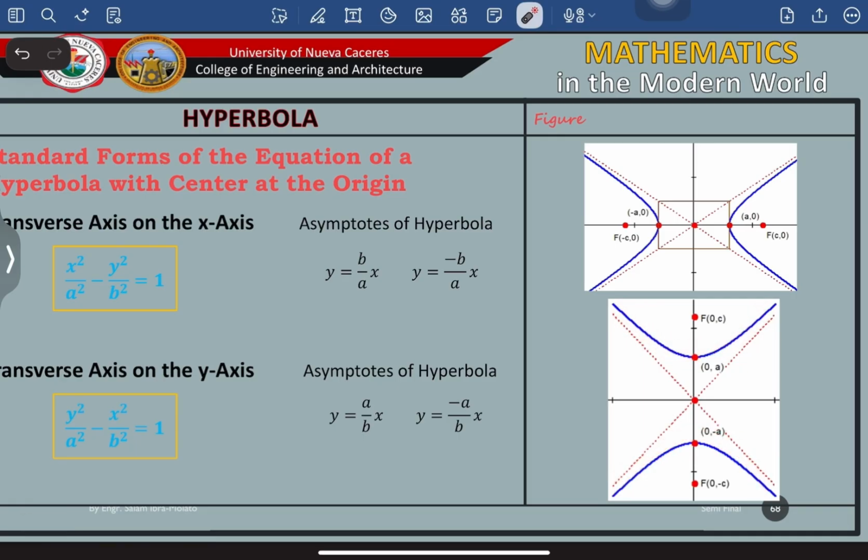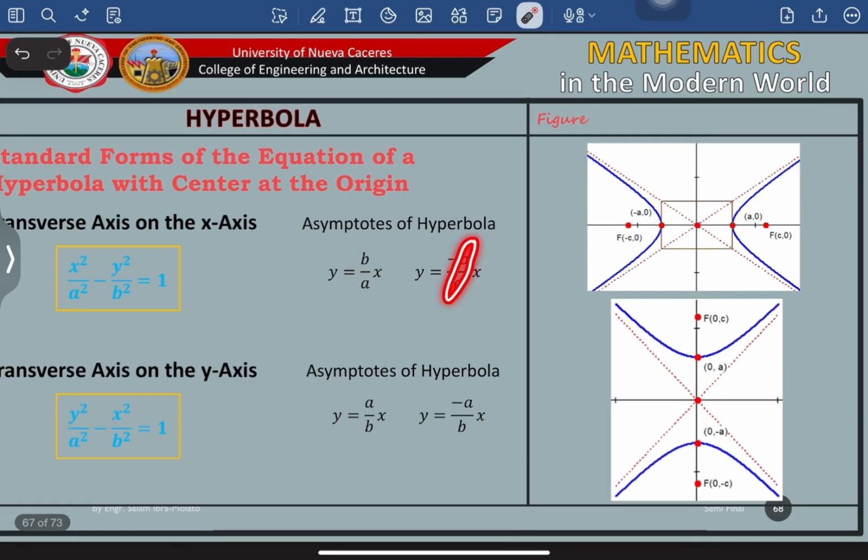Then sa equation naman ng asymptote, so basically, ito po is the slope of the asymptote. So, meron tayong going upward and going downward. So, same lang yung numerical value nung slope nila. Pinagkaiba lang is yung direction. So, yung una is positive slope kasi from left to right going upward siya. Then, yung pangalawang asymptote is negative since going downward.